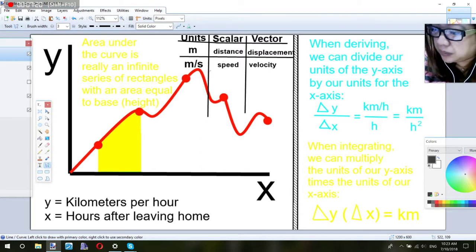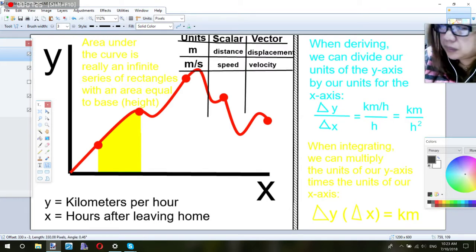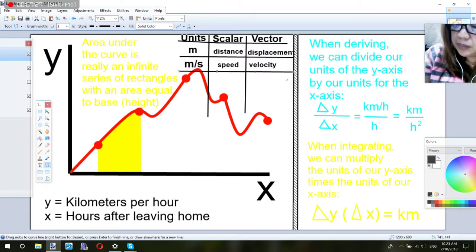If I ask you how fast the car is going, I'm not asking you what direction the car is going. But if I ask you what's the car's velocity, you need to tell me we're going 30 kilometers per hour north.